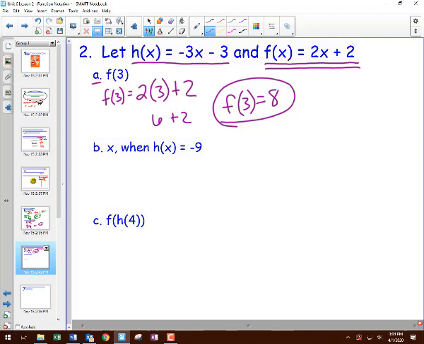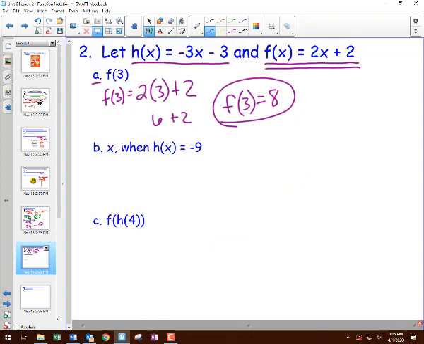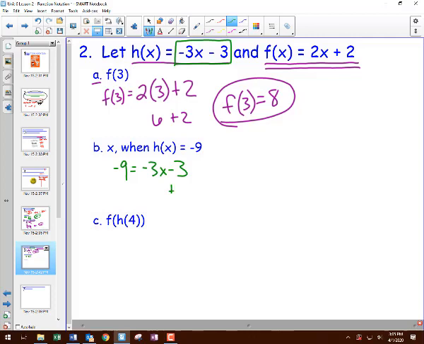Okay, so on B, they want you to solve for x. Now this one's a lot like when we were talking about C over here. Find x when h of x equals negative 9. H of x, okay. That means I have to go to this one right here, the negative 3x minus 3. So if we have negative 9 is equal to negative 3x minus 3. It told me what it's equal to, so that's how I knew that this negative 9 goes out front. Now I'm just solving for x. My first step, you guessed it, add 3.